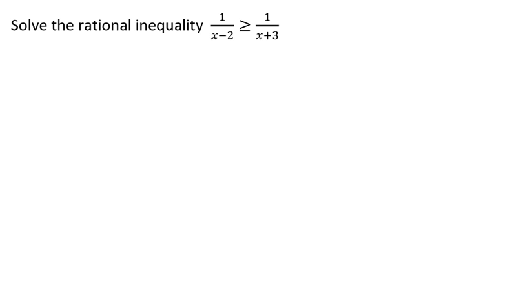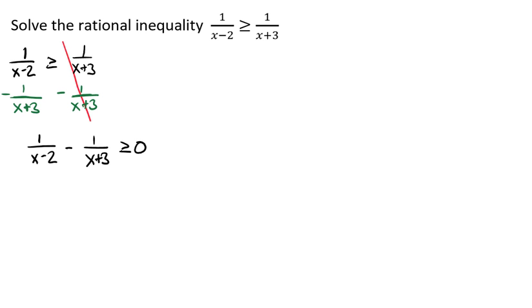In this video, we're going to be solving a rational inequality. Specifically, 1 divided by x minus 2 is greater than or equal to 1 divided by x plus 3. To start, we want everything on the same side of the inequality. So we're going to subtract 1 divided by x plus 3 from both sides.